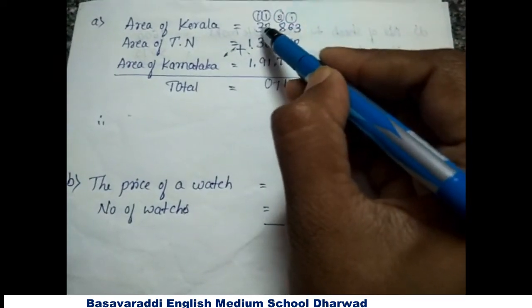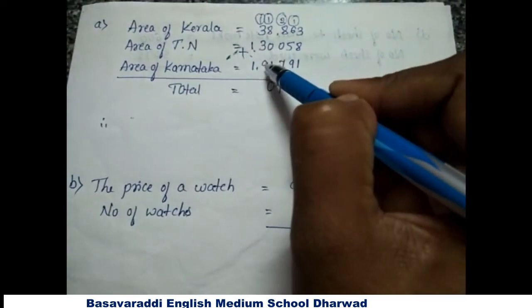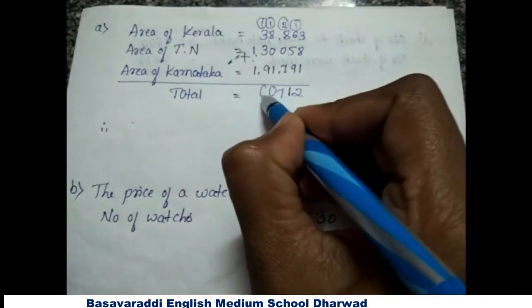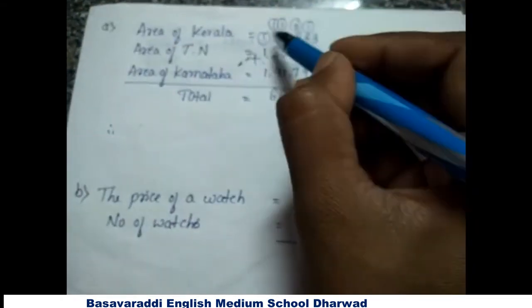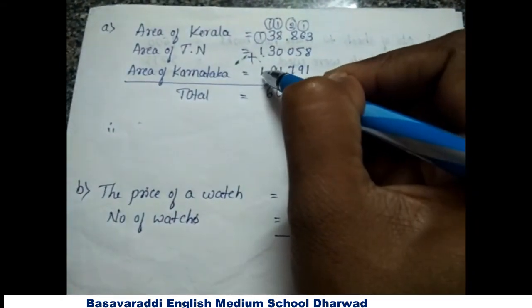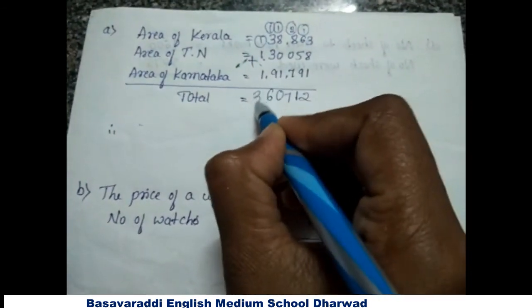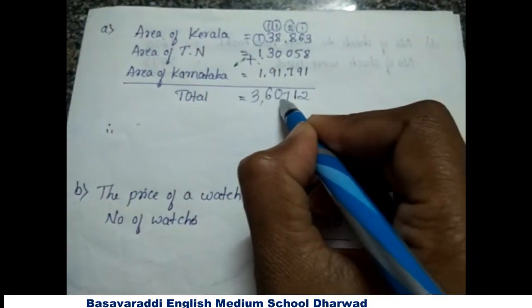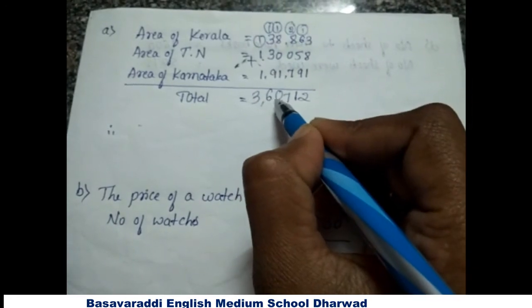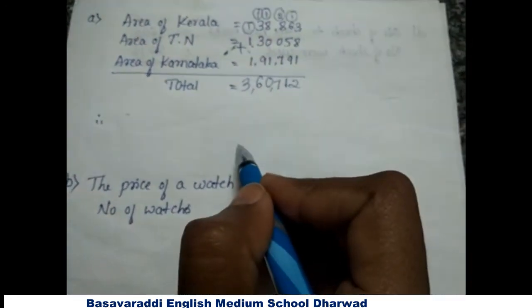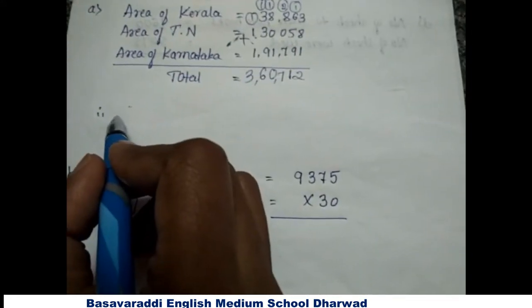1 plus 3 is 4. 4 plus 3 is 7. 7 plus 9 is 16. 6 is here, 1 carry over. Next 1 plus 1 is 2. 2 plus 1 is 3. Yes, the total square kilometer is 3,60,712. Okay, write the last sentence.